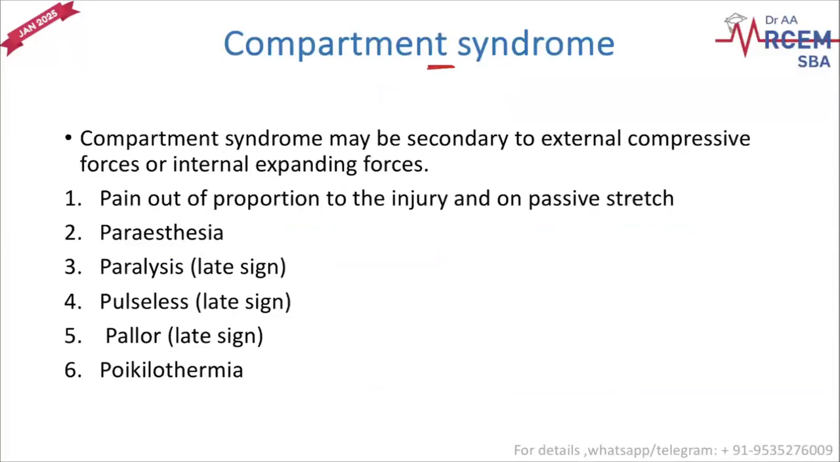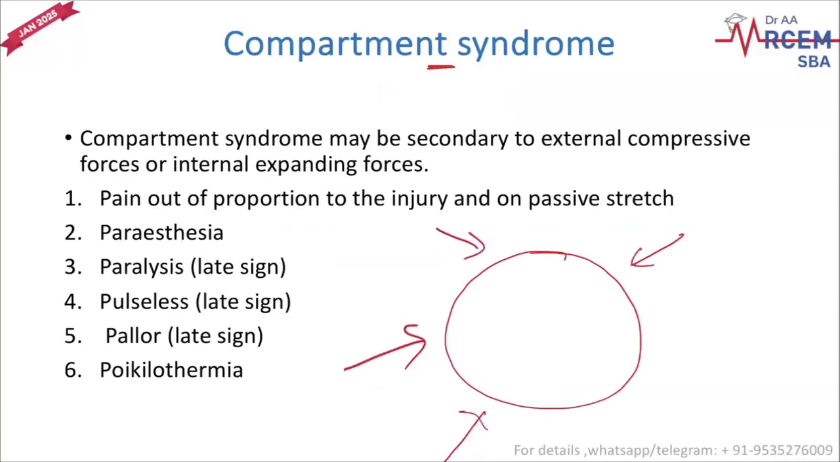So what is compartment syndrome? Why does it occur? If you consider a cross section of your limb, either the upper limb or the lower limb, there is increased pressure exerted externally. For example, a cast which is causing more pressure on the compartment. Or there might be increased pressure from inside the compartment itself, for example because of swelling or edema which is developing.